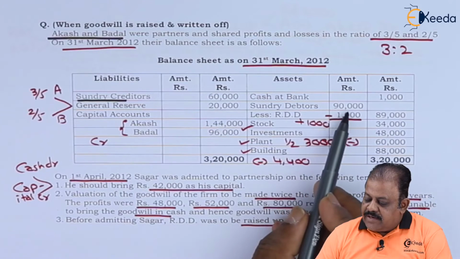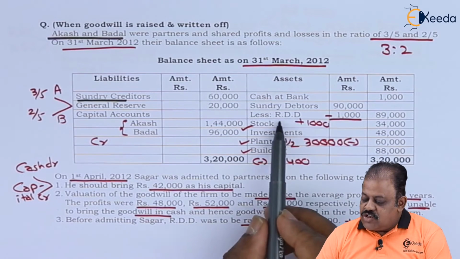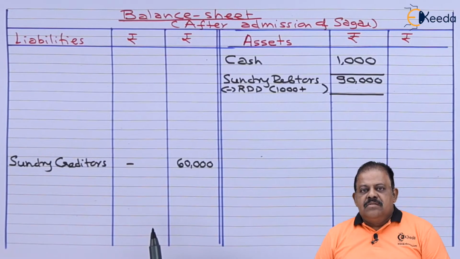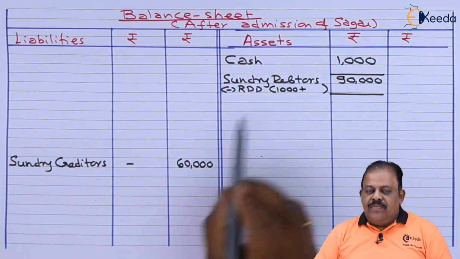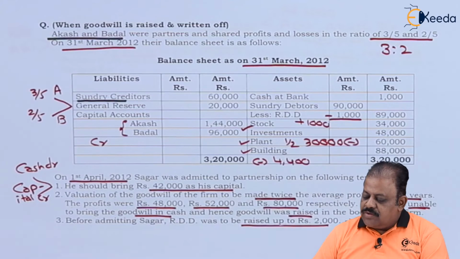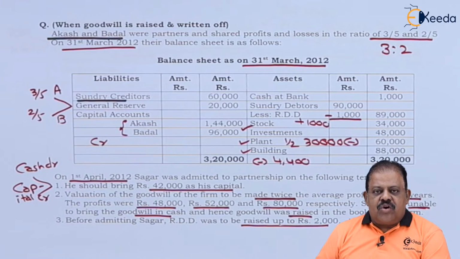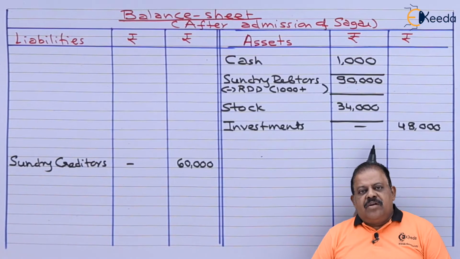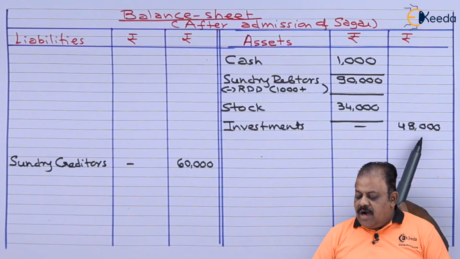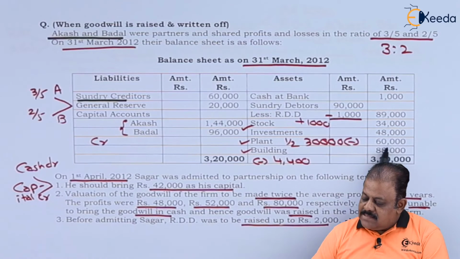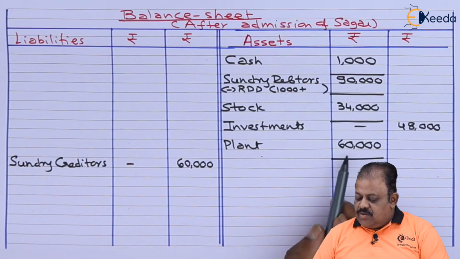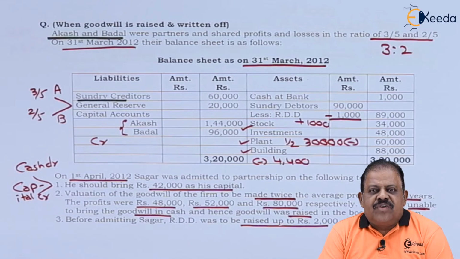Next we have sundry debtors 90,000. There is an adjustment on RDD. Sundry debtors 90,000. Current RDD is 1,000. Stock 34,000. There is an adjustment on stock. Stock in the inner column 34,000. There is no adjustment on investment, so it is recorded in the outer column. Plant 60,000. There is an adjustment on plant. Plant 60,000 in the inner column. We have transferred all items of the balance sheet. Let us go through the adjustments.